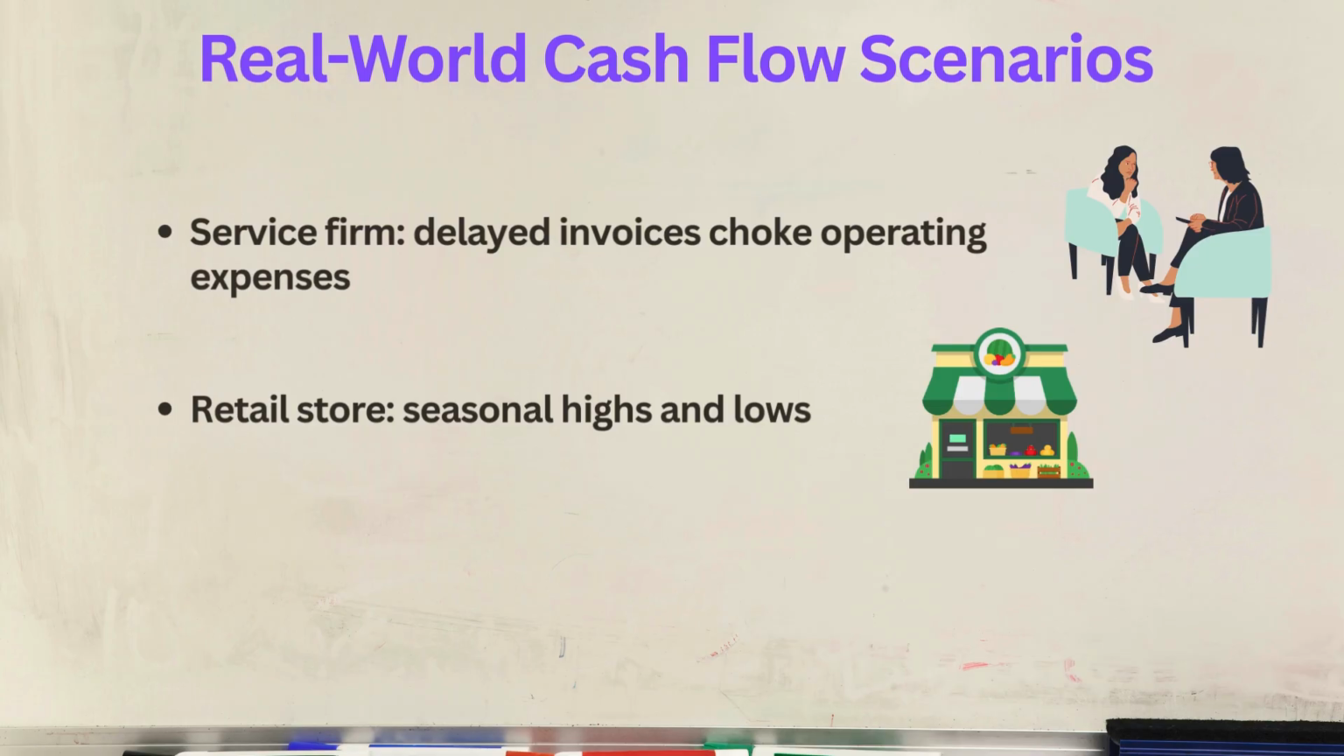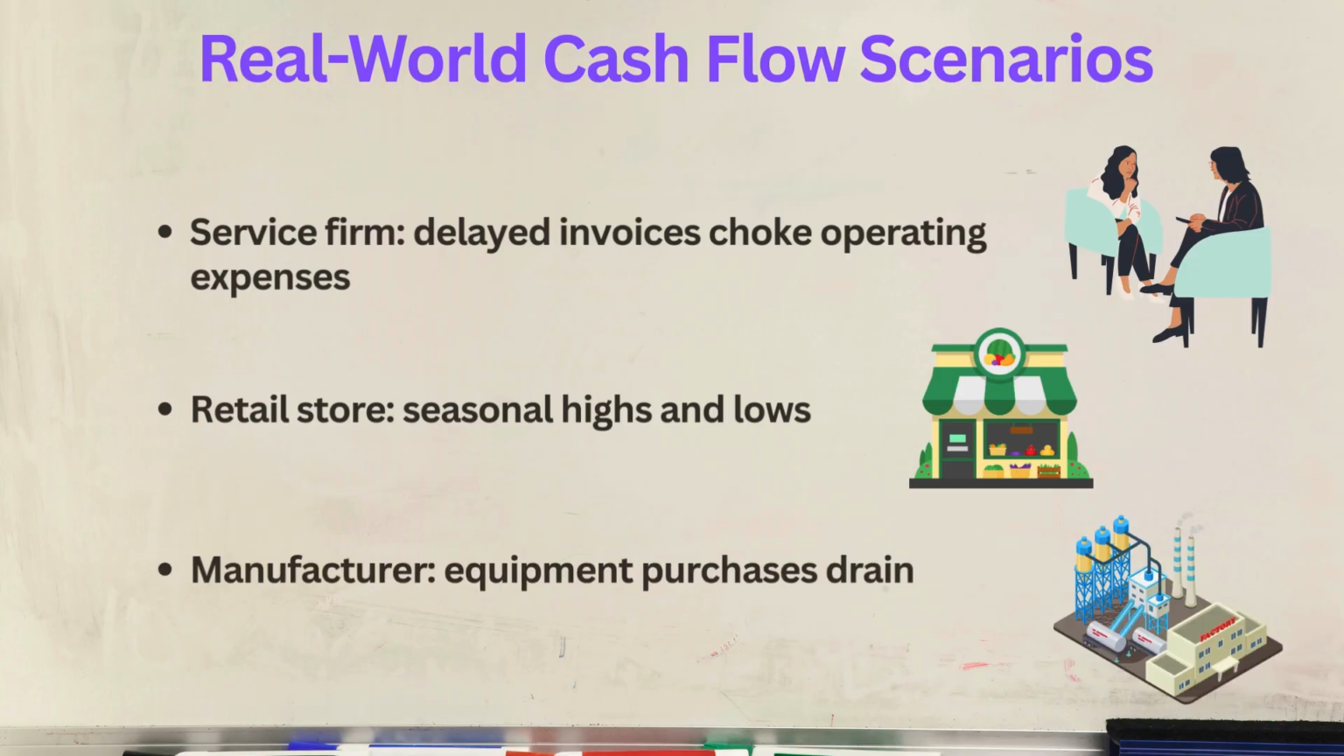And finally, a manufacturer buys a $200,000 machine to improve production. It's a smart long-term investment, but it wipes out their cash in the short term. If they don't plan carefully, they could be cash poor even while building for the future. Each of these examples shows how cash flow problems aren't just about failure. They can hit even profitable growing businesses, which is why cash flow planning is so essential.